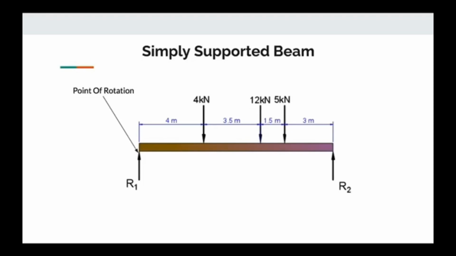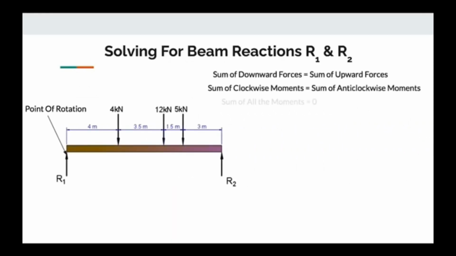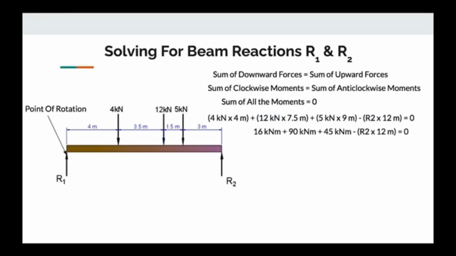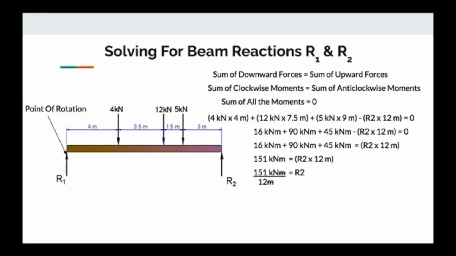And I'll use R1 as the point of rotation. And as you may see in the previous videos, I've already explained how this is supposed to be done. This time around we have 3 clockwise moments and 1 anti-clockwise moment, and all of that should be equal to 0. You're adding 3 moments, then minusing the anti-clockwise, and this is how the formula will look. The 3 moments will be equal to the 1 anti-clockwise moment. And then once you add all the moments, you are going to divide it by the distance of R2 from the pivot point, and the answer will be 12.58 kilonewtons, and that is R2.